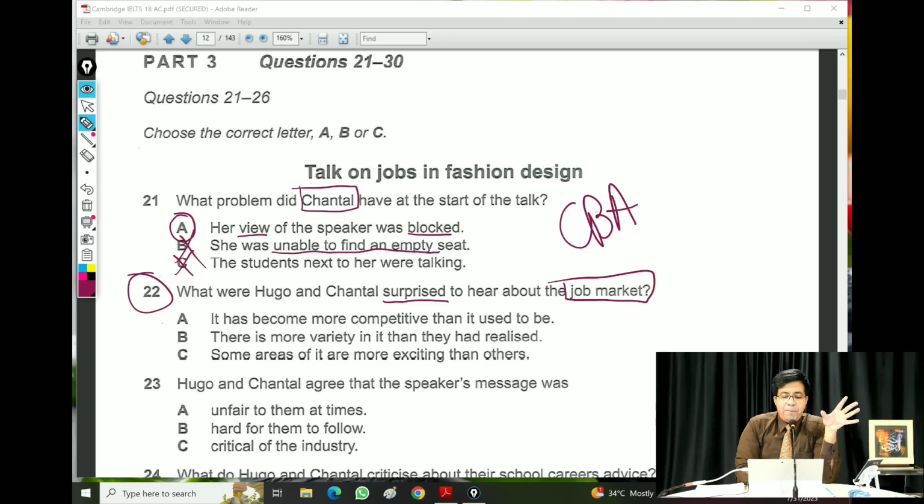Now, job market. Subject is job market and what were they surprised about it? So, like see, become more competitive. More competitive. And what is more competitive? Job market. You should know that. Job market is more competitive. What does it mean? There is more competition. Now there are more educated people in every field, so there is more competition. So option A is more competitive. Option B, variety in it than they had earlier.